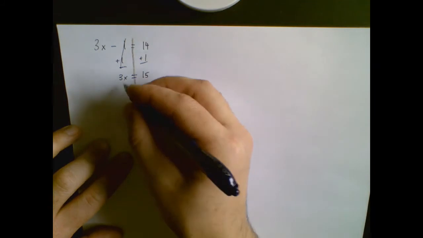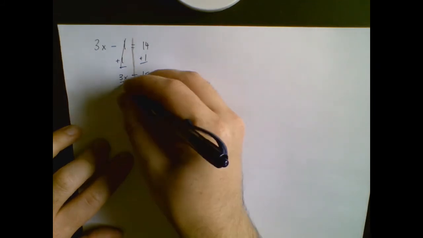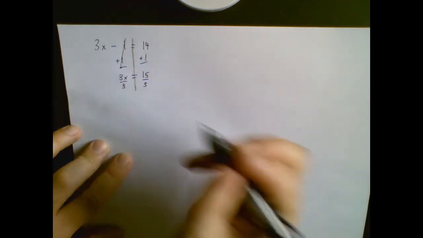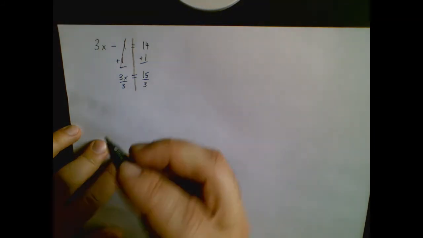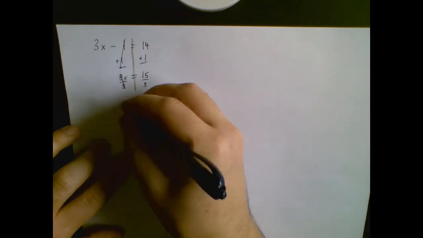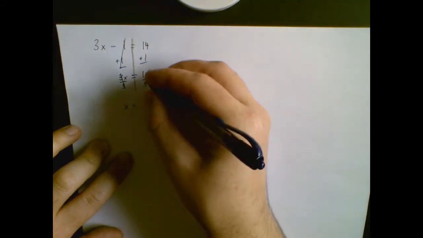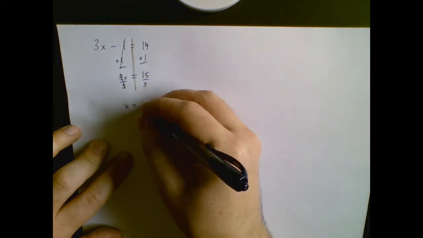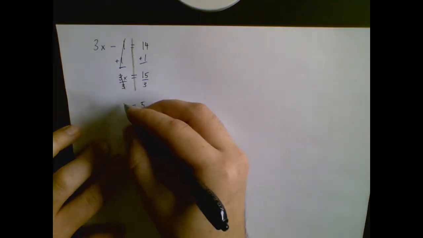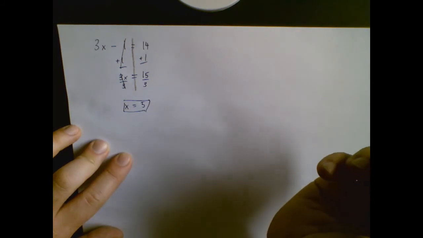And then last but not least, I need to divide both sides by 3, because I was multiplying by 3. So I want to do the opposite. Same number, opposite operation. This is gone. So I have x equals, and I didn't quite make a line long enough, but still there. 15 over 3 is 5. And since this wasn't a word problem, that's where you stop.